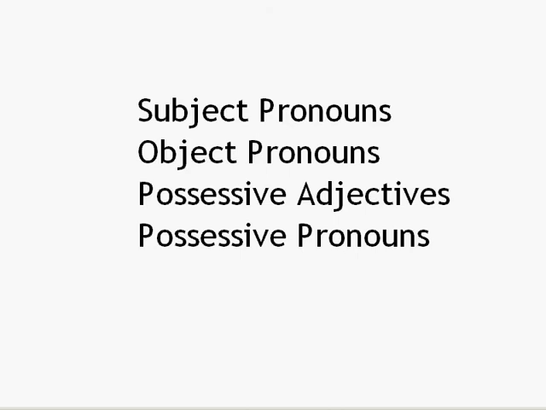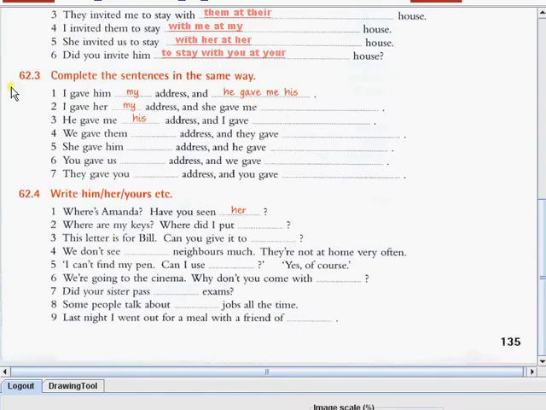In this video, we are going to continue our exercises about subject pronouns, object pronouns, possessive adjectives, and possessive pronouns. Let's have exercise 62.3. And you have to complete the sentences in the same way. For example, number 1, I gave him my address and he gave me his.